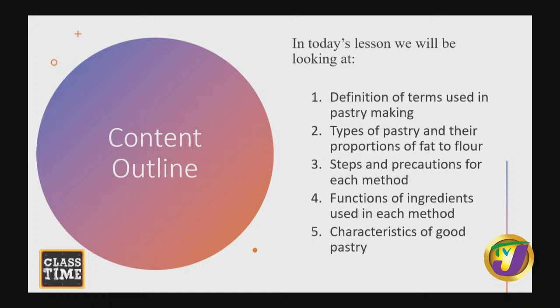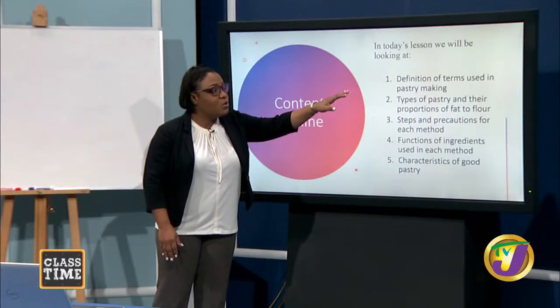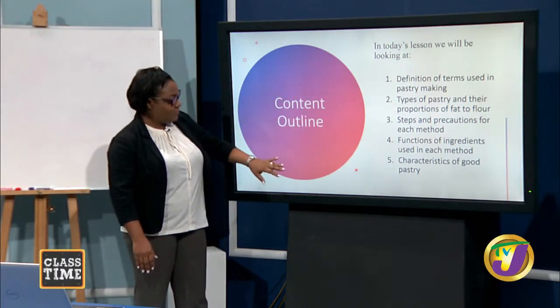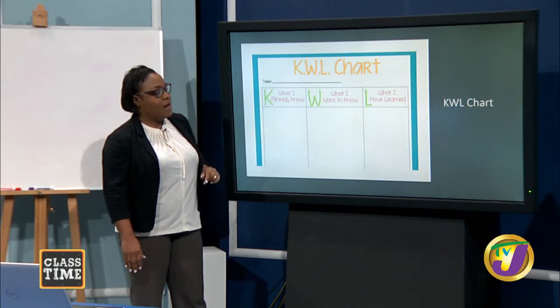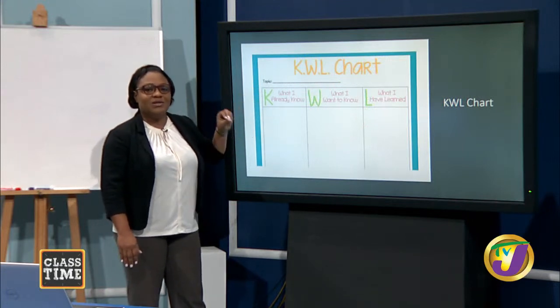And your content outline is basically your subtopics. All right, so this is basically just a repetition. And just for note taking, you can write it like this in your notebooks, and then you're going to complete your KWL chart.